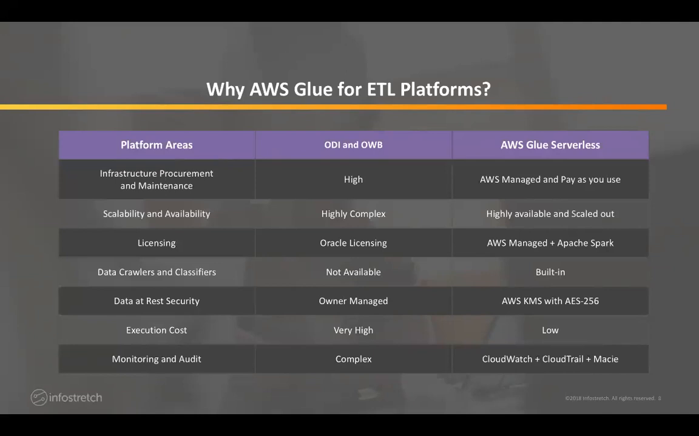Data at rest security is very important, and with ODI and OWB, whoever is the provisioner or the owner, they have to manage the security. With AWS, we get AWS KMS with AES-256 out of the box.